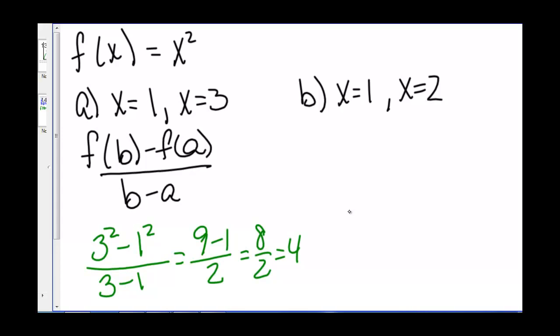If we're looking at the interval x equals 1 to x equals 2, we have 2 squared minus 1 squared all over 2 minus 1. So that's 4 minus 1 over 1, which is 3.